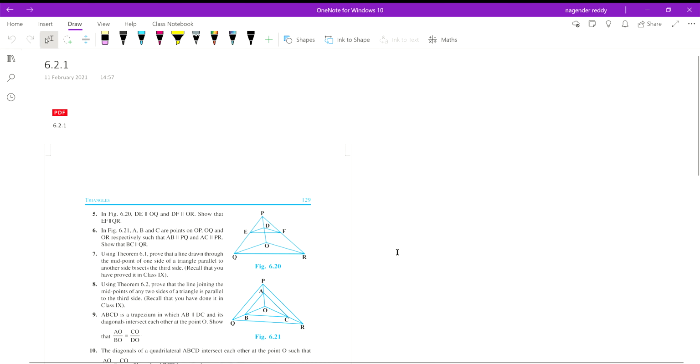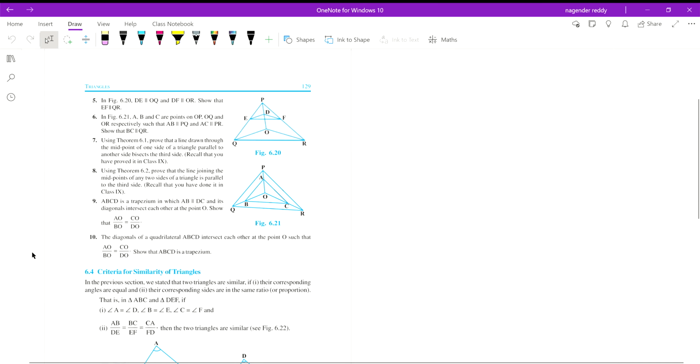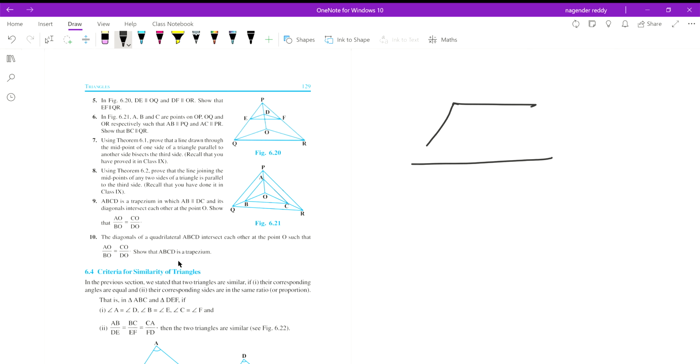Ninth one. ABCD is a trapezium, and AB is parallel to DC, and its diagonals intersect each other at point O. So this is diagonal AC of trapezium ABCD, and this is BD, and they are intersecting at O.